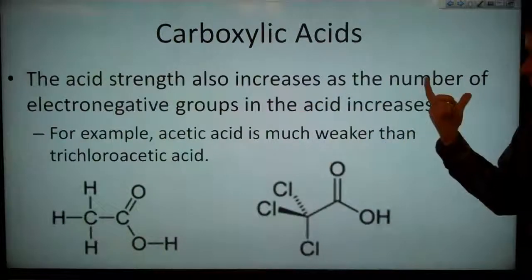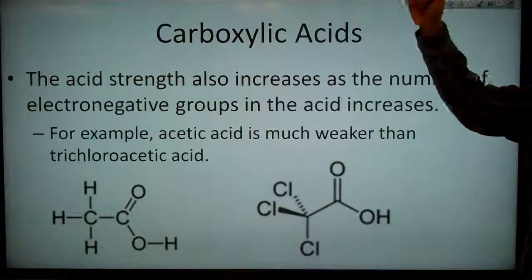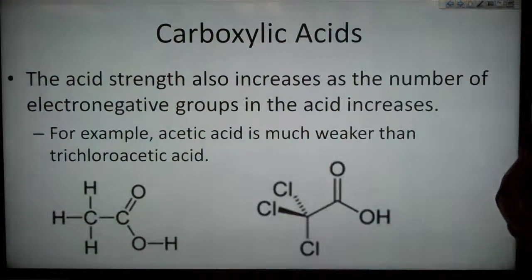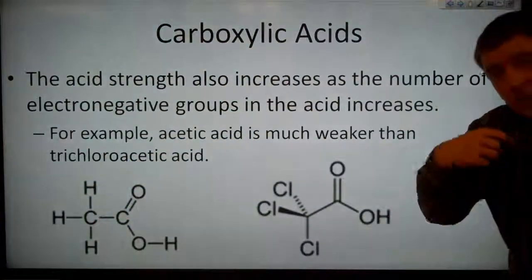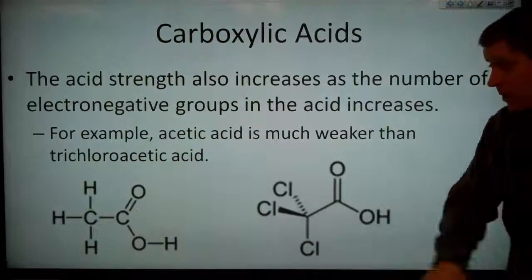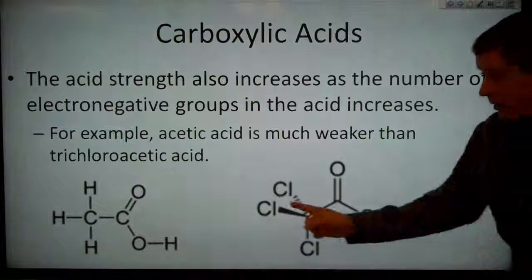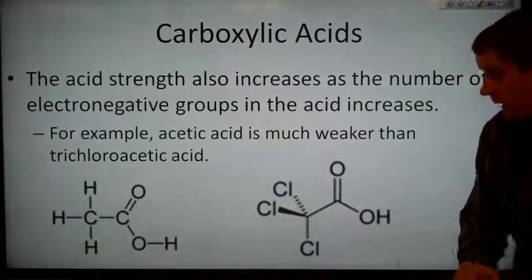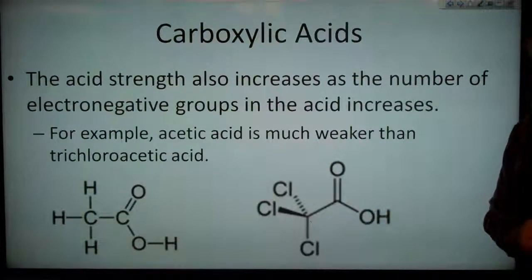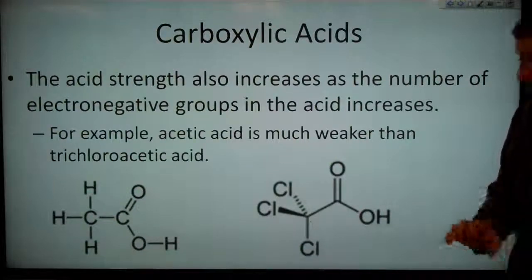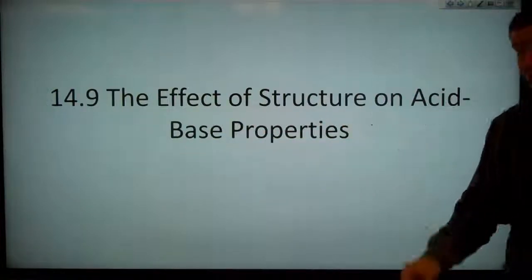The acid strength also increases as the number of electronegative groups in the acid increases. So if we have something like acetic acid, like this, it's significantly weaker than the trichloroacetic acid, like this. Basically, we replace each of those hydrogens with something that is significantly more electronegative, like chlorine. Each of those chlorines draws more electron density away from that central carbon than the hydrogens do over there. And that draws more electron density away from this carbon, which draws it away from that oxygen, and that makes that bond weaker. So trichloroacetic acid is a stronger acid than acetic acid is. So that was the effect of structure on acid-base properties.